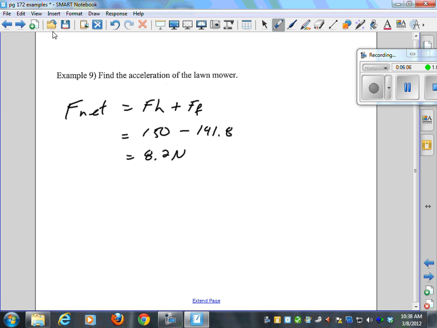And now I'm going to say F net is equal to ma. 8.2 is equal to my mass. My mass of my lawnmower was 12, I think. Yes, 12 kilograms. Find the acceleration. 8.2 divided by 12, 0.7 meters per second squared.